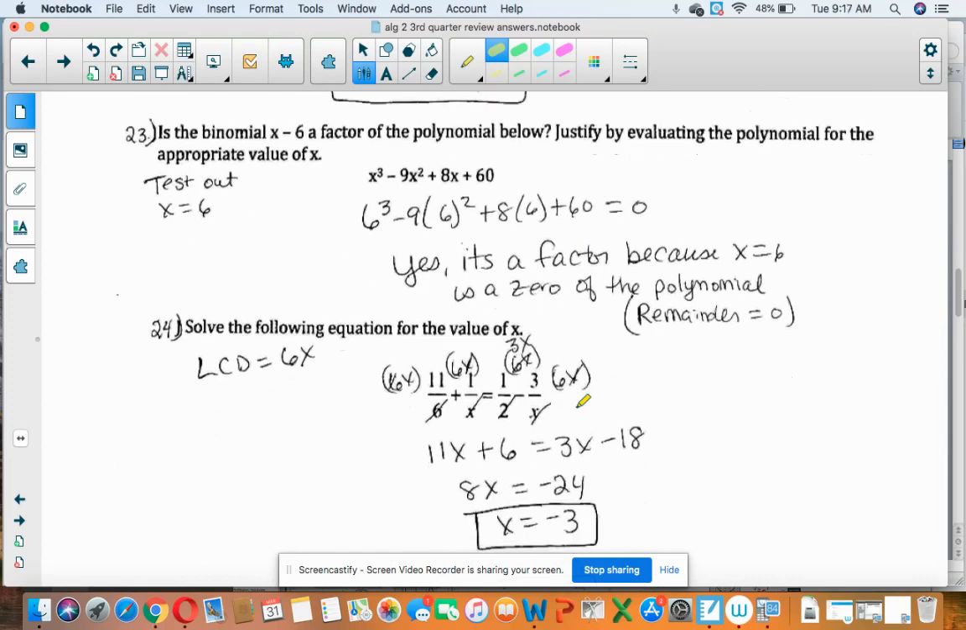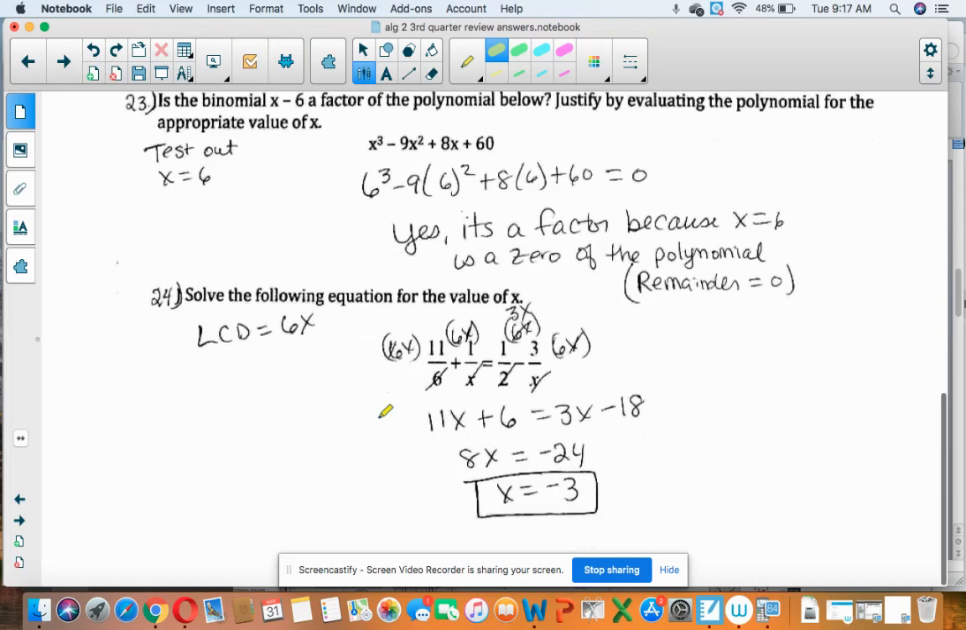If I'm solving something that has fractions in it, I multiply everything by the least common denominator to clear those fractions. Looking at my denominators of 6, x, 2, and x, my least common denominator is 12x. I'm sorry, I can just use 6x. I don't have to multiply those. So 6x is a common denominator. Look how I wrote 6x next to every single fraction.